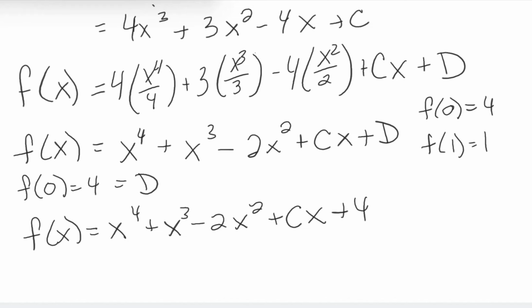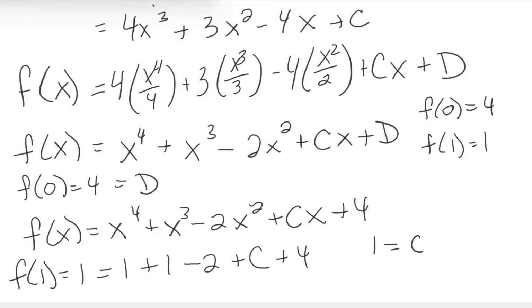Now plug in the 1, because again, I don't want to get rid of my x in this case. I need that c to stay there, so I can't get rid of that. So that's why you need something with another number there. So now we can plug in the 1. So I've got 1 plus 1 minus 2 plus c plus 4. So 1 plus 1 is 2 minus 2 is 0 plus 4 is 4. So I got 1 equals c plus 4, so negative 3 equals c.